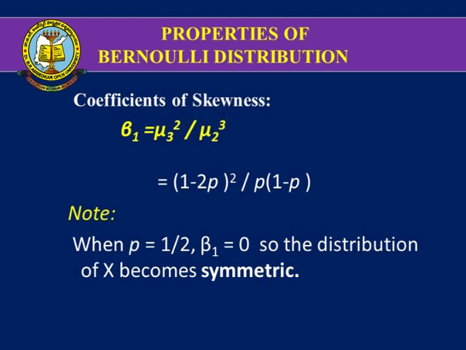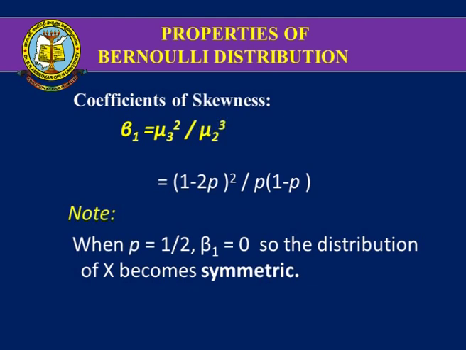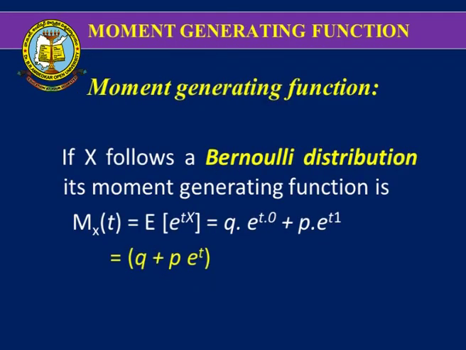So that distribution of x becomes a symmetric distribution. When this distribution goes to symmetric distribution, if p is equal to 1 by 2, the beta becomes 0, then this Bernoulli distribution becomes a symmetric distribution. Now one more important property of Bernoulli distribution, that is the moment generating function.